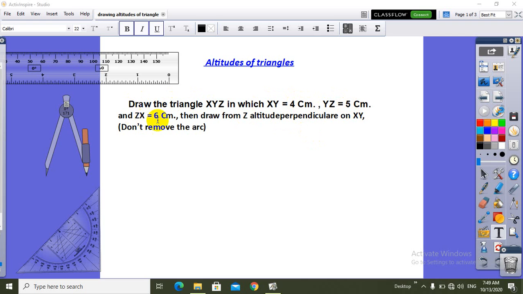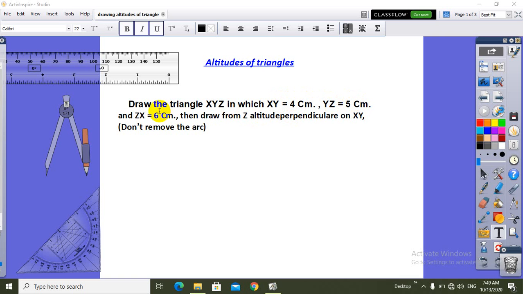The first case here: draw the triangle XYZ in which XY equals 4 cm, YZ 5 cm, and ZX 6 cm. Then draw from Z an altitude, a height perpendicular on XY, from this vertex to the opposite side. Let's draw at first the triangle by using these three side lengths.